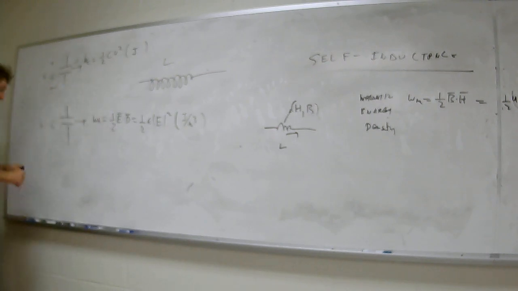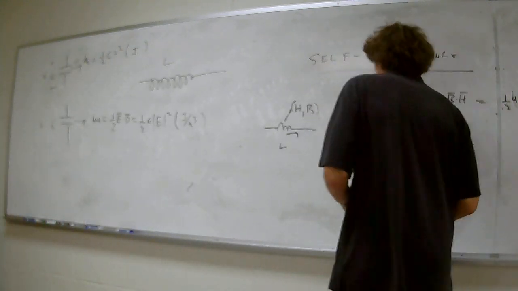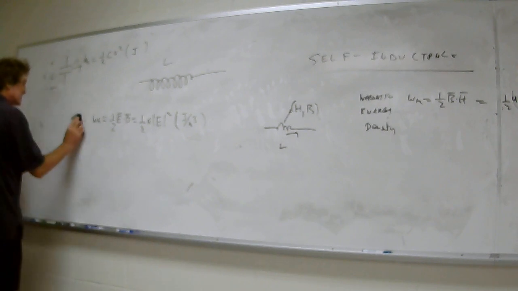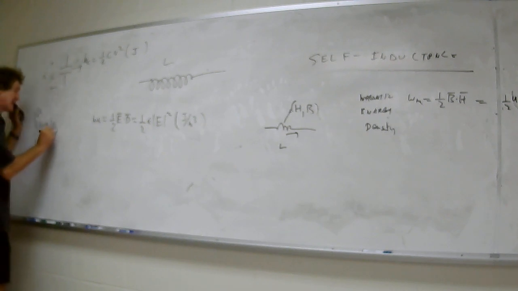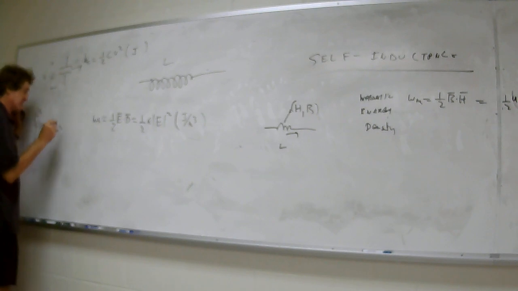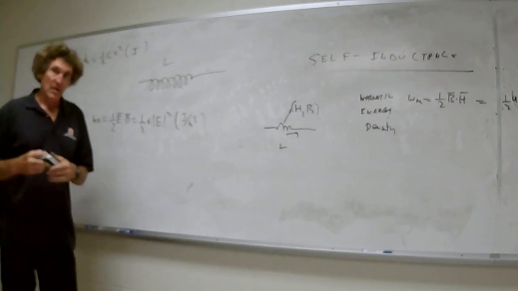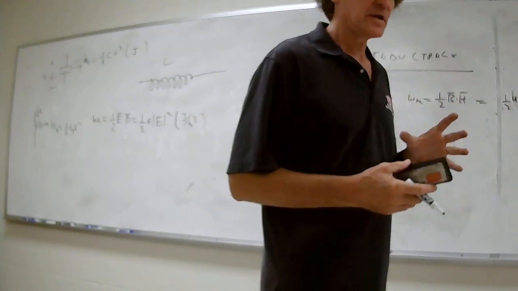If you have an inductor, this is inductor energy density, right? If you have an inductor here of L and there's a current I, then the magnetic energy is 1/2 L I squared, where L would be the self-inductance. I'm trying to just show you the parallels between a capacitor and an inductor's energy.